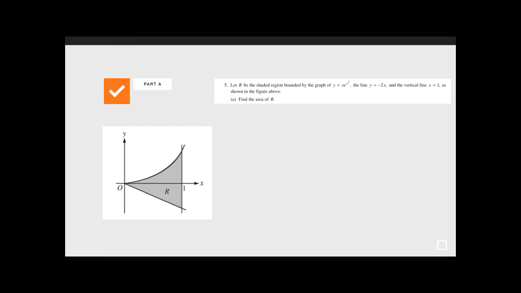first of all, you can notice that there's two lines being given, which is y equals negative 2x and y equals x times e to the x squared. And so we are now just going to do a basic integration to find the area of R, which is the integral from 0 to 1 of the upper line minus the lower line dx, in which you will get the integral from 0 to 1 of x times e to the x squared plus 2x dx.